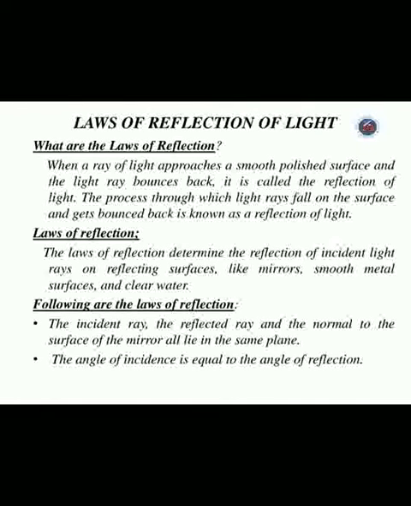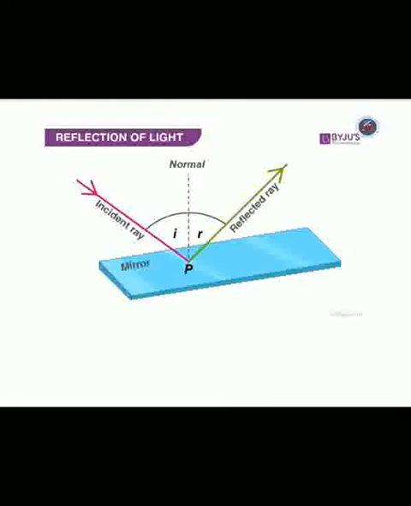Now, laws of reflection. The laws of reflection determine the reflection of incident light rays on reflecting surfaces like mirrors, smooth metal surfaces, and clear water. Following are the laws of reflection. The incident ray, the reflected ray, and the normal to the surface of the mirror all lie in the same plane. The angle of incidence is equal to the angle of reflection. As you can see in the next slide, I have given a diagram for reflection of light, which you can also refer to in the textbook.